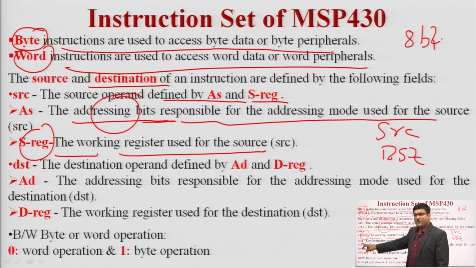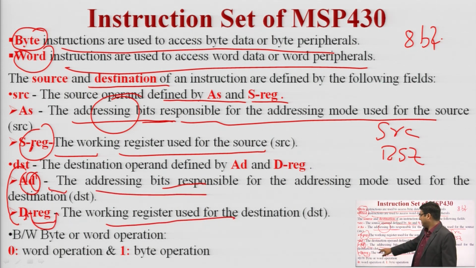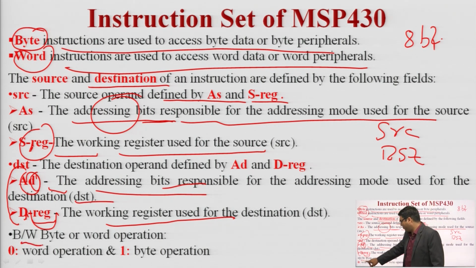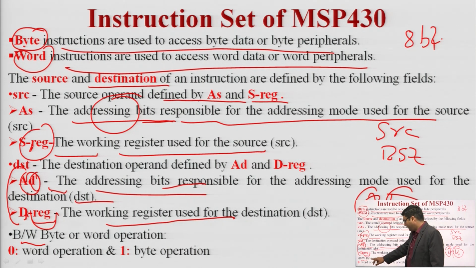Similarly, in the same fashion, DST is further accessed through Ad. Ad means addressing bits, D means the destination, and D register means we are working on the registers used for the destination. So the D register represents the working register and Ad represents the addressing bits in the destination. Okay. So there is B/W, where B means byte and W means word. So the operation can be performed on a byte or a word. For that, 0 represents the word operation and 1 represents the byte operation.